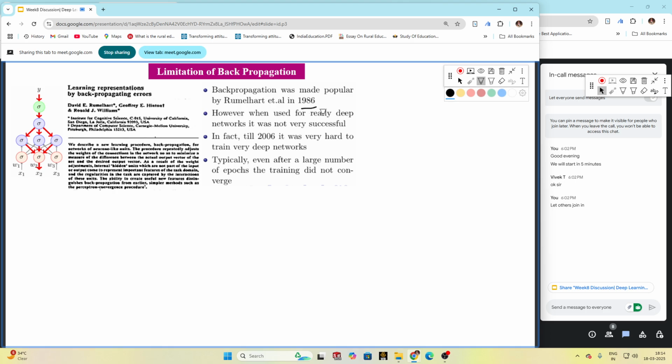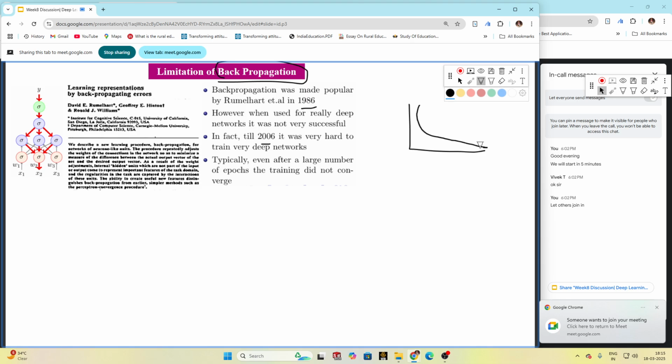published in 1986. We got backpropagation in 1986, but up to 2006 it was not that popular. Why? Because when we used it for a really deep network, it was not very successful. Typically, even after a large number of epochs, the loss did not converge, or the training did not converge. What we want is for the loss value to converge to some parameter values for which the loss is very close to zero, or approaching zero.